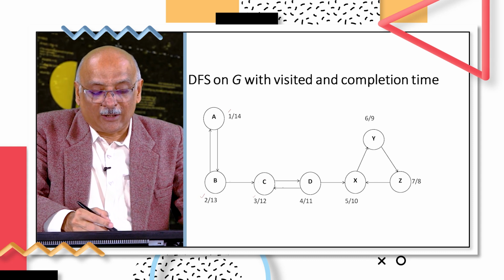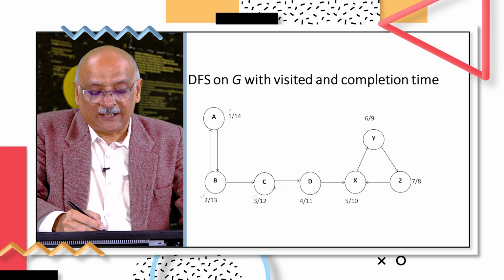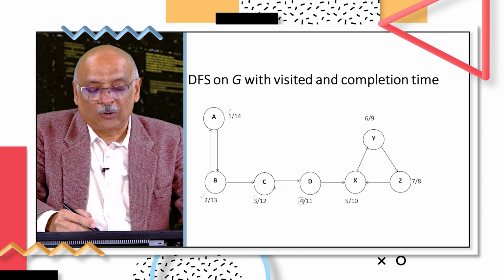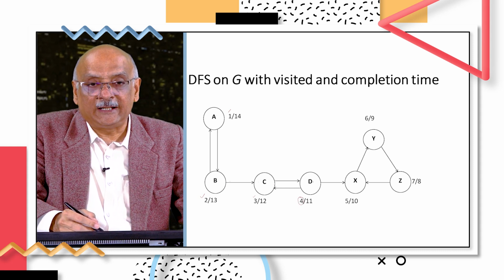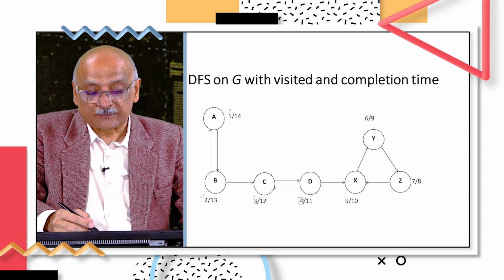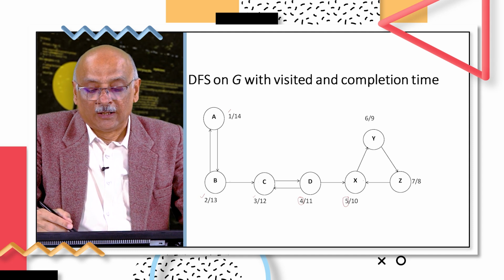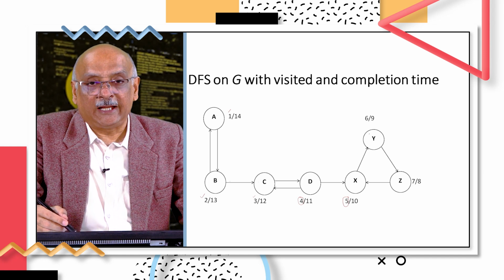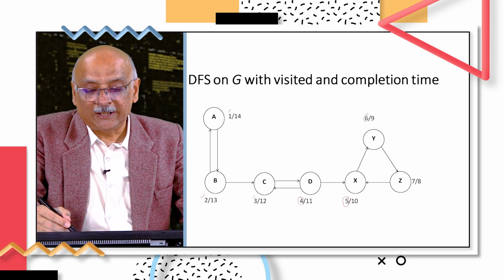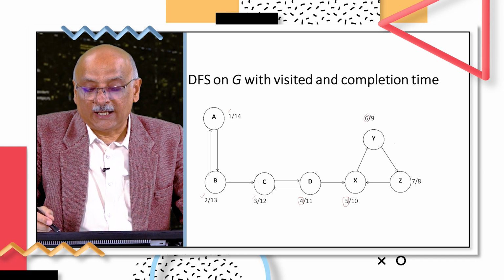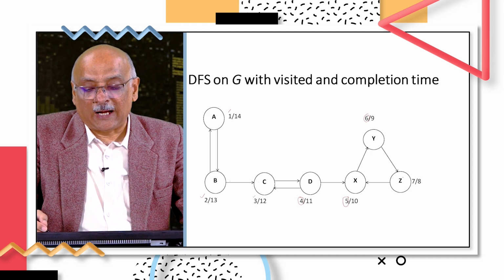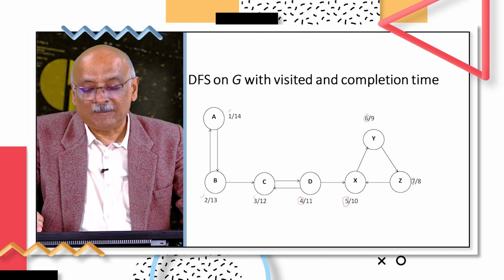Now we cannot visit C, as C has already been visited, so the number over here is 4. Once we have visited D, next we can visit only X, so this is 5. From here there is only one link, so it becomes 6. Then we visit from Y to Z, it is 7.